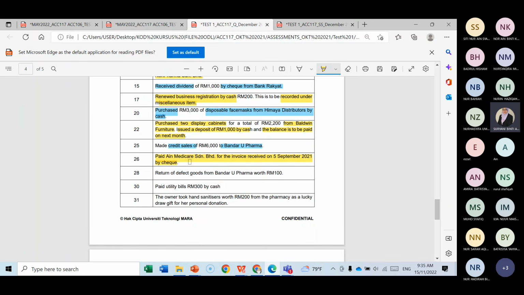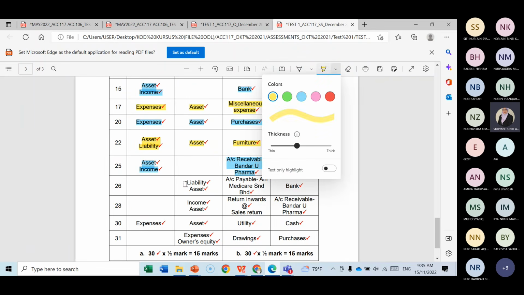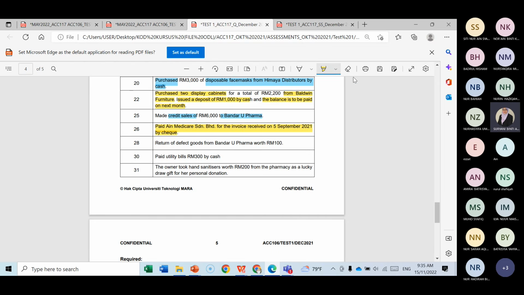So you will record what? Increase or decrease in asset? Decrease in asset because you made the payment. And decrease in liability. Very good. So there will be decrease in both asset and liability. Decrease in liability, you debit the account payable, Ain Medicare. Decrease in asset, you will credit the bank account. Move to 28th of September.